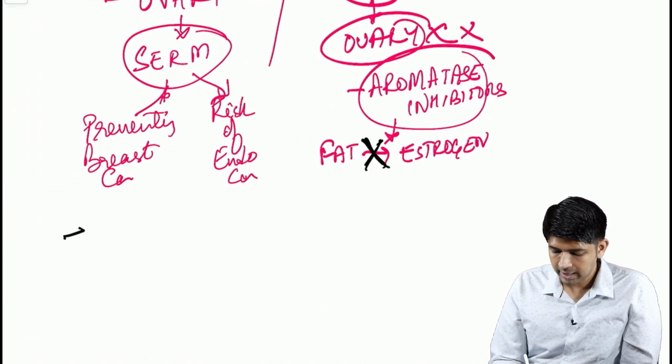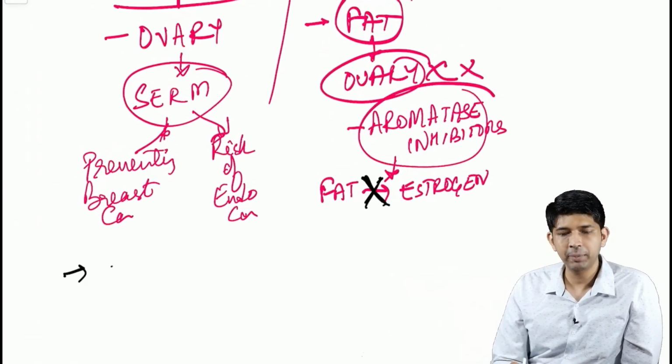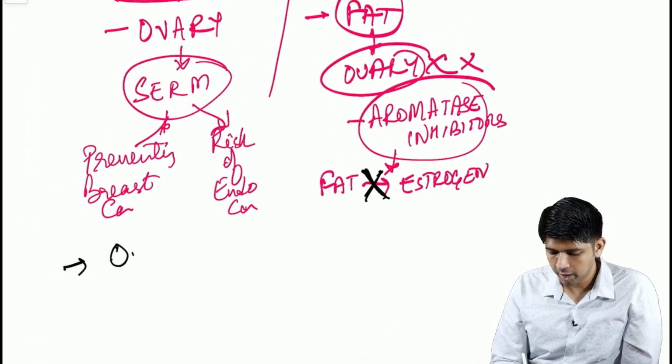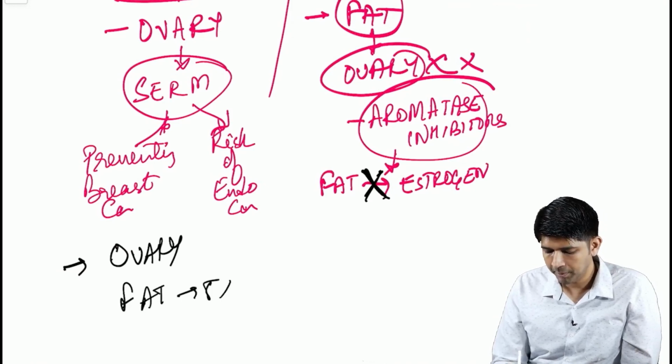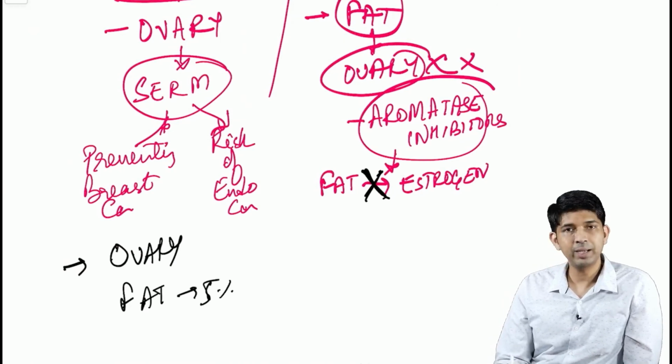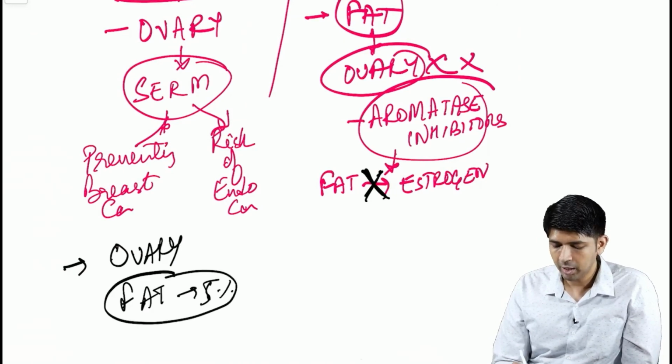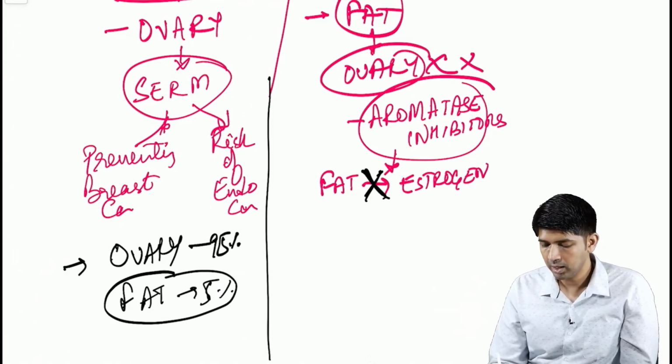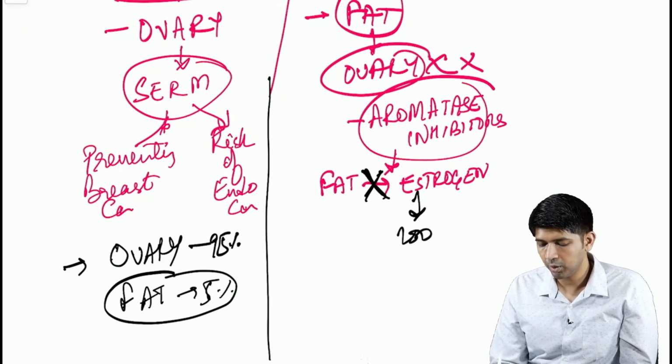Now, is there any role for aromatase inhibitors in premenopausal? No, because the majority is from the ovary. From fat it is probably only 5%. So if you give aromatase inhibitors here, you are inhibiting only 5% of the estrogen. What about the remaining 95%? You are not inhibiting it. Whereas in postmenopausal, almost 100% is from fat. So you just give an aromatase inhibitor, that's enough.